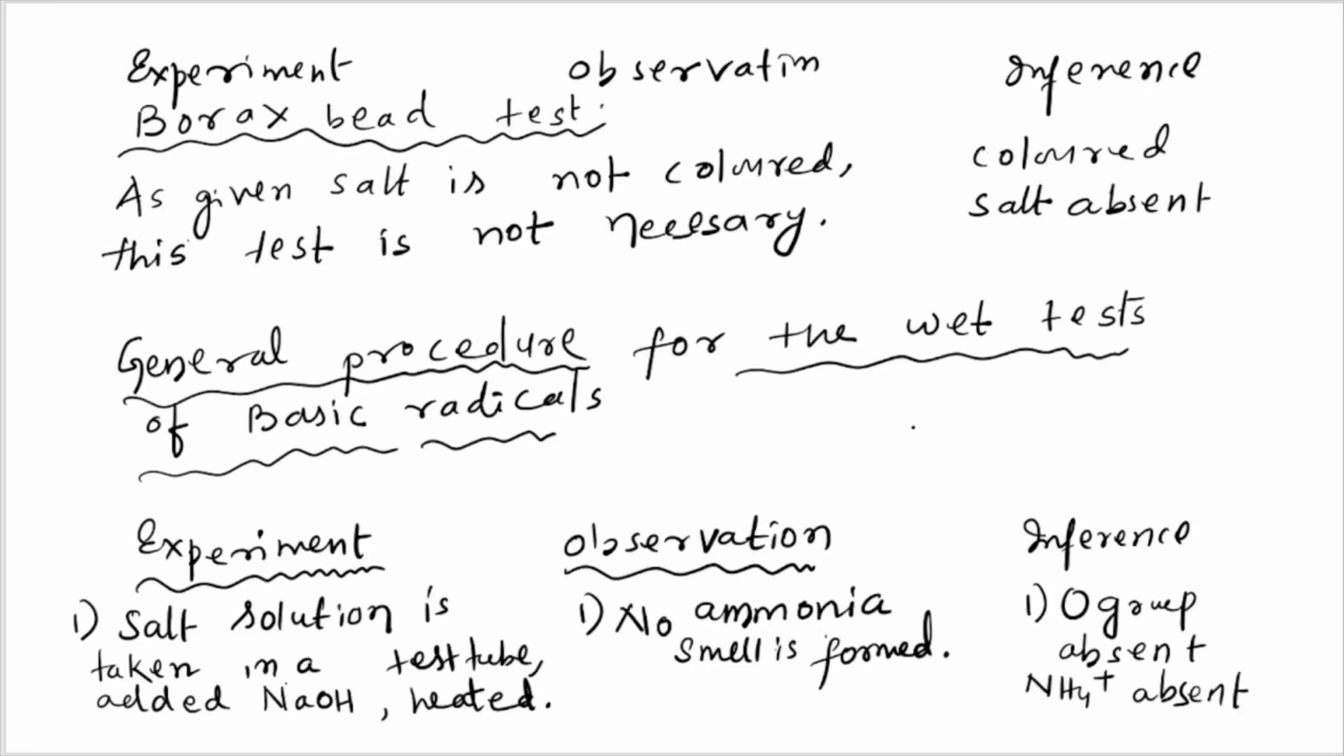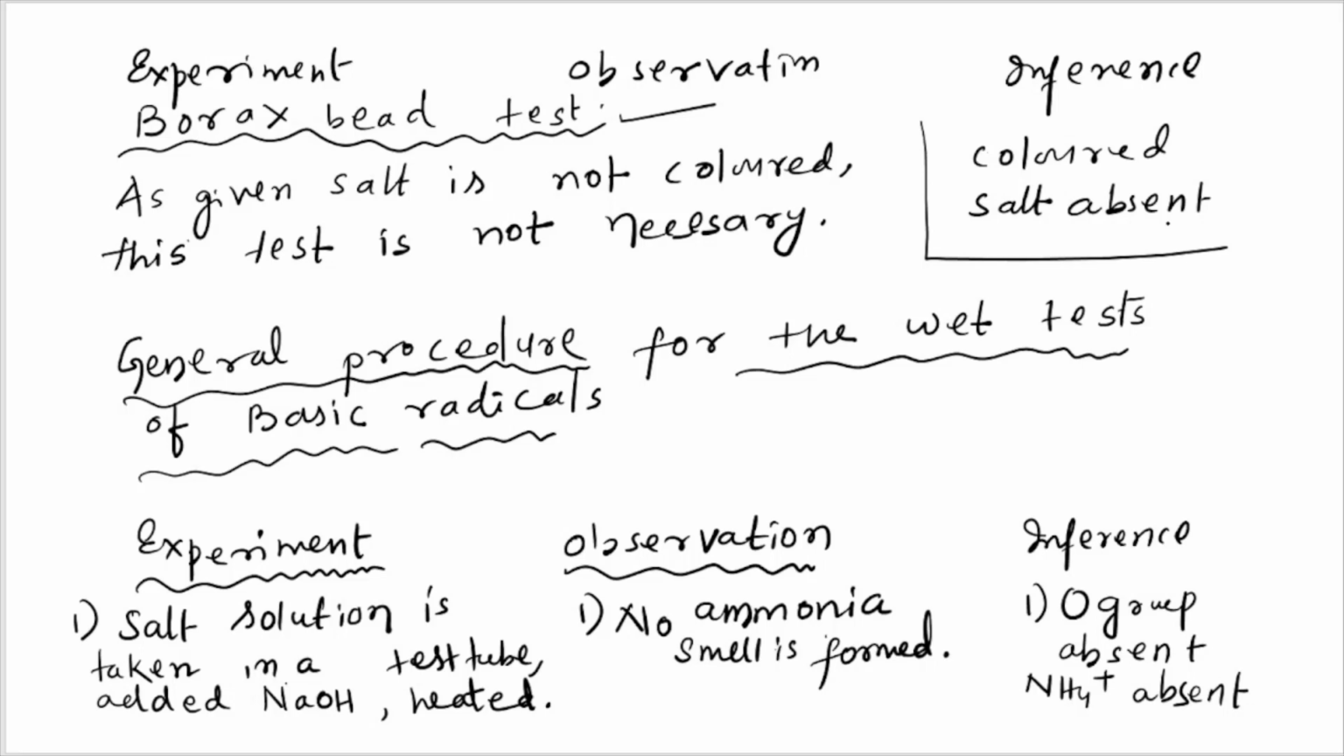So you will proceed to the borax bead test. Remember the color of the salt. The borax bead test is important only for colored salts. As the given salt is not colored, this test is not necessary, so colored salt is absent. In the dry test there are many tests: test tube heating, soda lime test, charcoal cavity test, flame test and borax bead test. From all these tests you may guess it may be Al3+, but you are not sure. Then you proceed to the wet test.